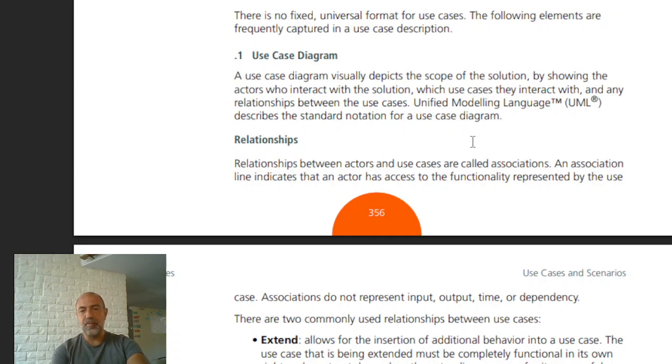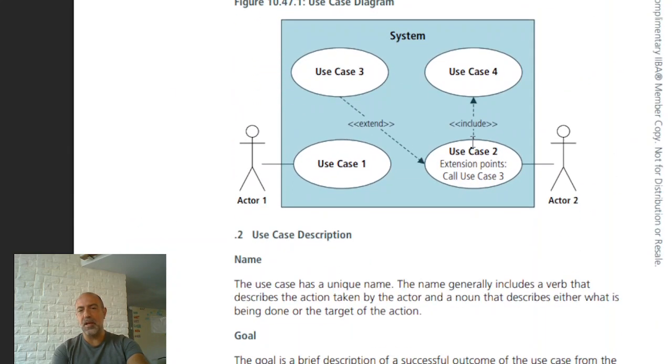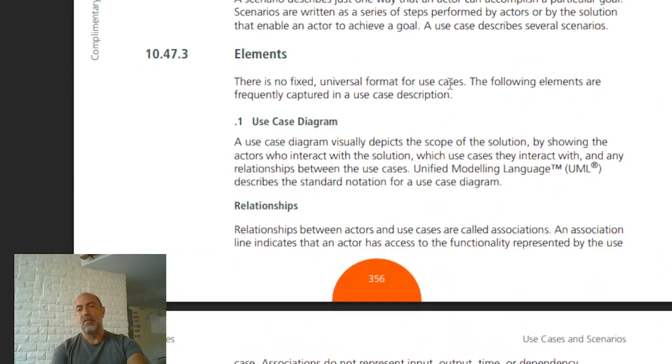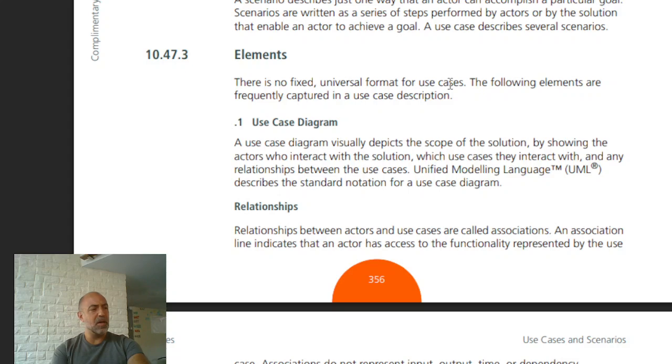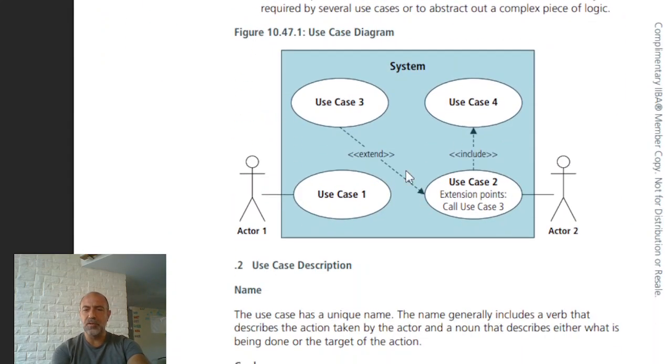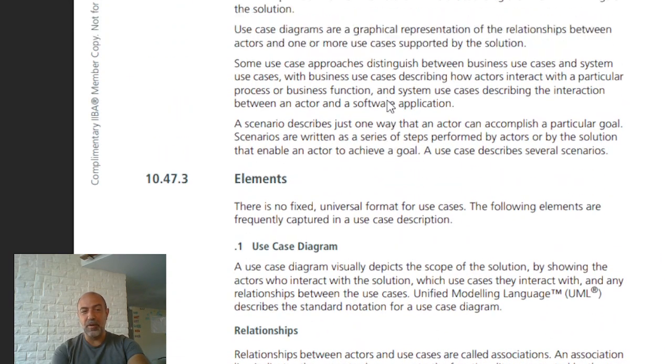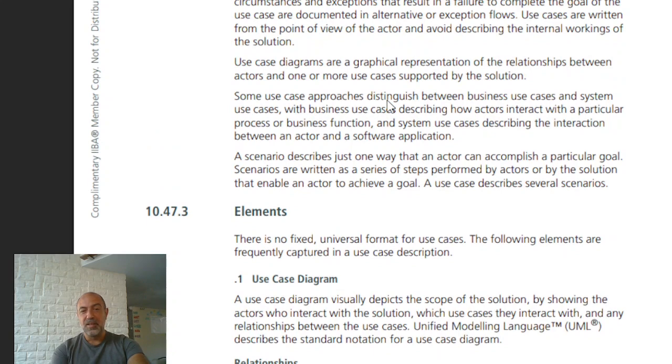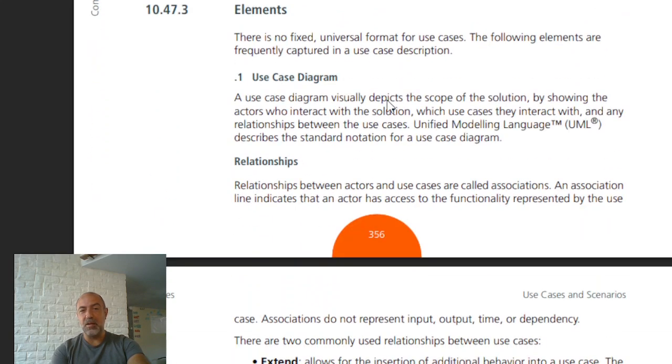So the use case diagram is literally the BPMN, business process modeling notation. Remember them, the squares and the circles, and this leads to this, and this leads to this. That's practically all the work we have to do. So a use case diagram visually depicts the scope of the solution by showing actors who interact with the solution.